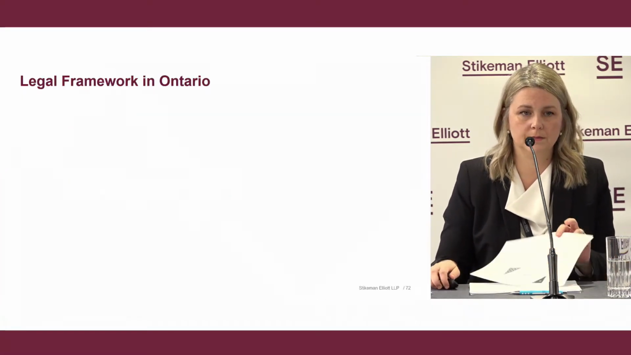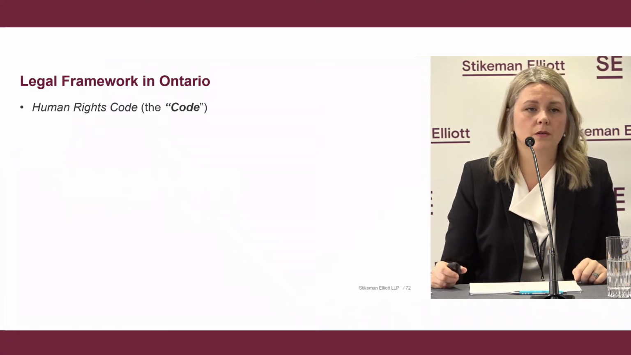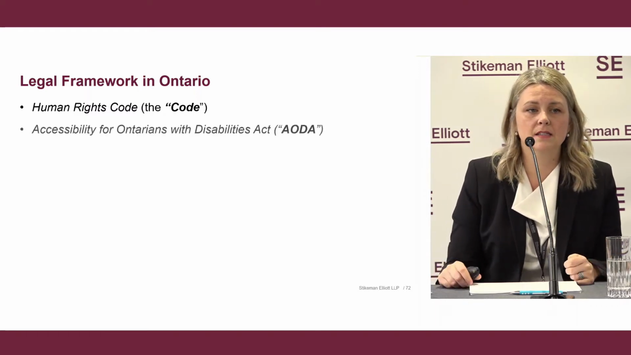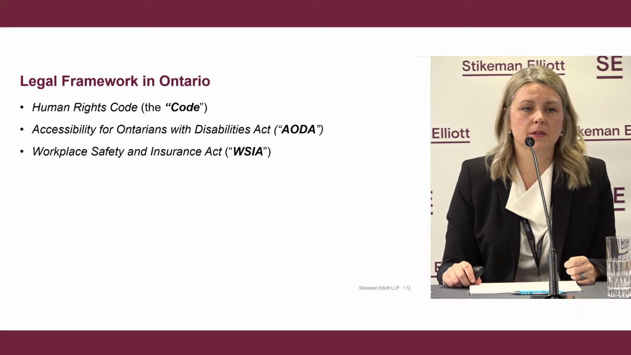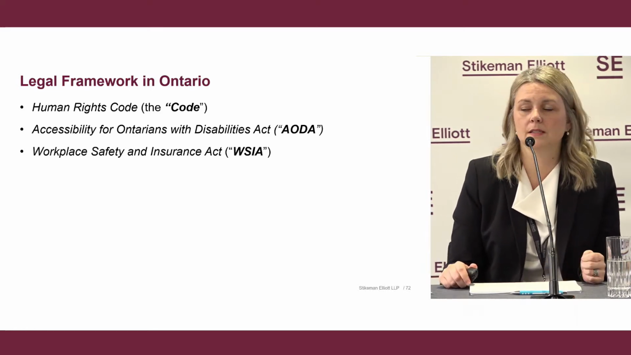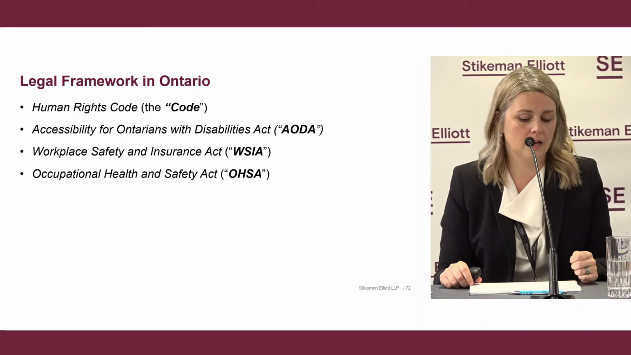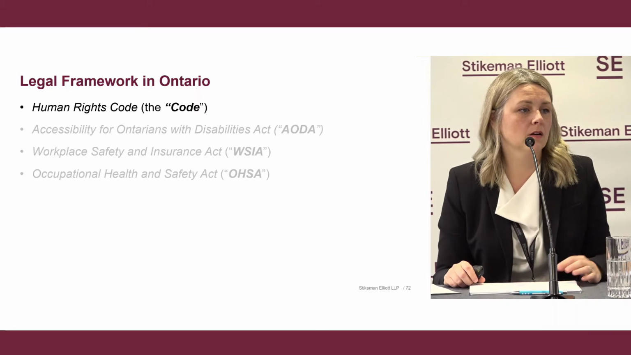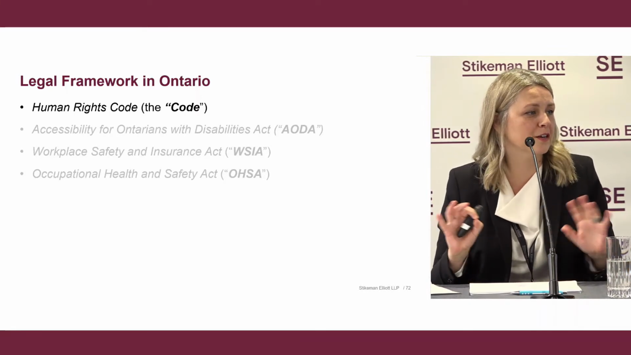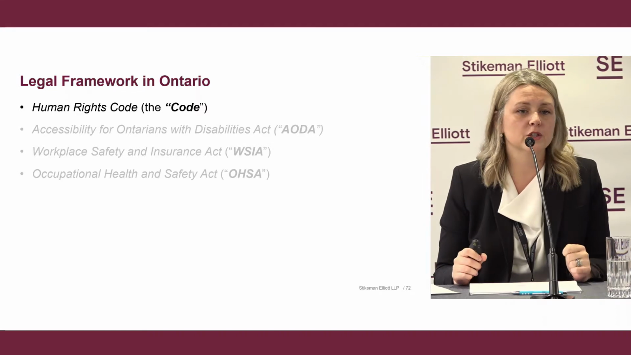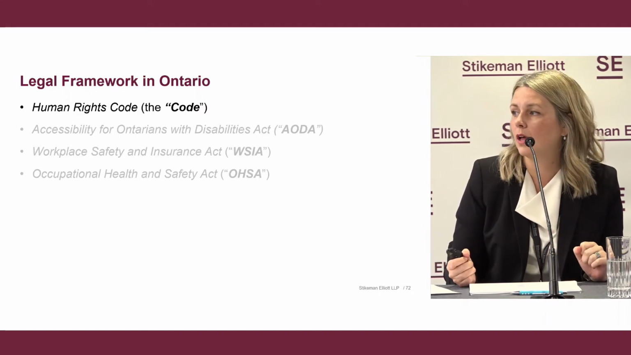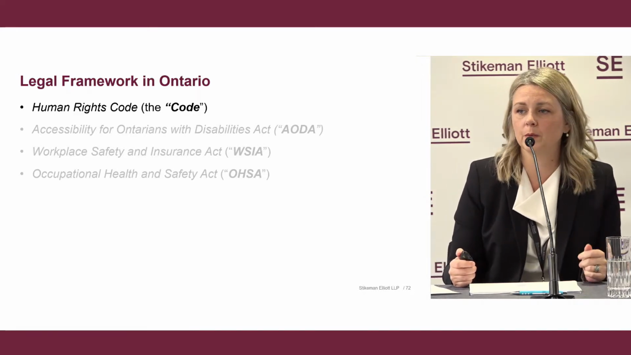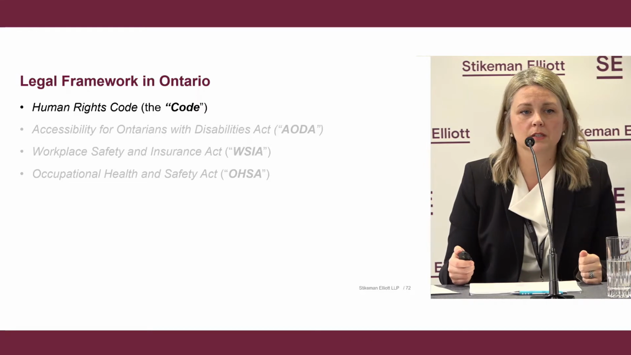Okay, so the fundamentals. In Ontario, there's a legal framework that informs our decision-making process, and it consists of the Human Rights Code, the Accessibility for Ontarians with Disabilities Act, the Workplace Safety and Insurance Act, and the Occupational Health and Safety Act. Now, today, the focus will be on the Human Rights Code. We can't deal with all of these various pieces of legislation in the time we have, so we chose the one that really does play the biggest role, and the one that we need to be the most mindful of as we walk through this process. So when you hear us refer to the code, it's the Ontario Human Rights Code.